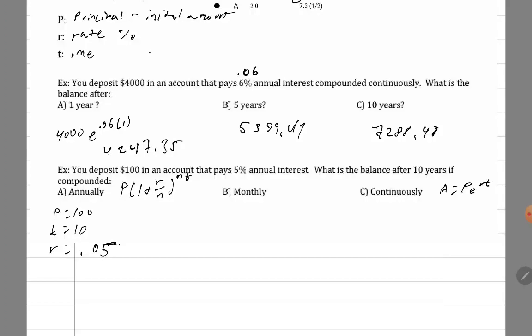And then you just plug it in the formula. It's not so bad for this first one. If you plug everything in correctly, you should get 162.89. For monthly, 164.70. And then this one is 164.87. Continuously, you get the most, it seems.